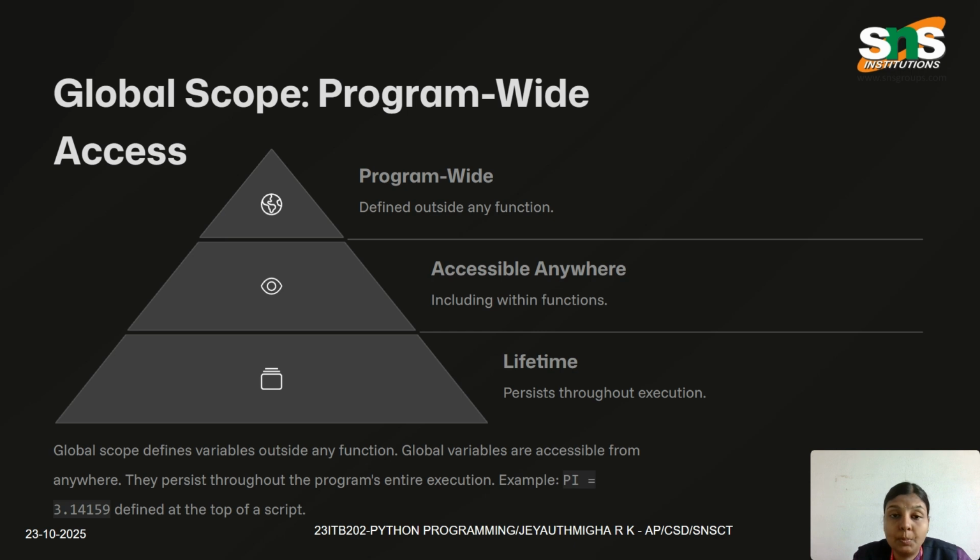Global scope: program-wide access. Variables are defined outside any function, accessible anywhere, including within functions, and their lifetime persists throughout execution. Global scope defines variables outside any function. Global variables are accessible from anywhere. They persist throughout the program's entire execution. Example: pi = 3.14159 defined at the top of a script.